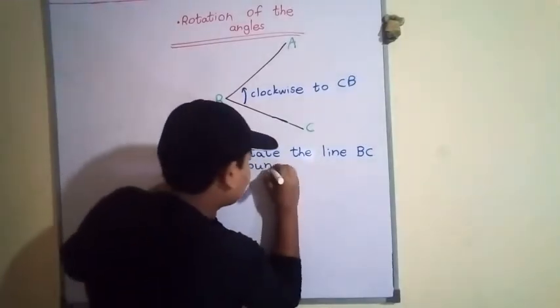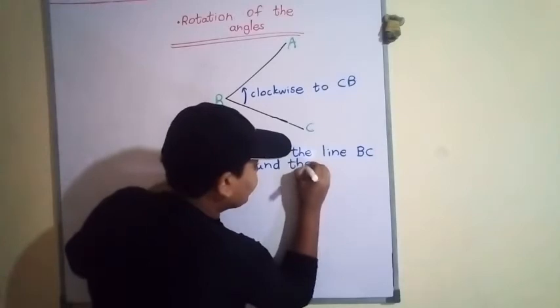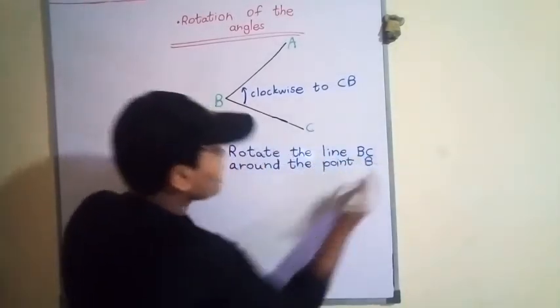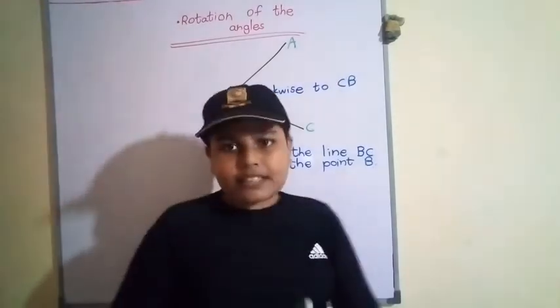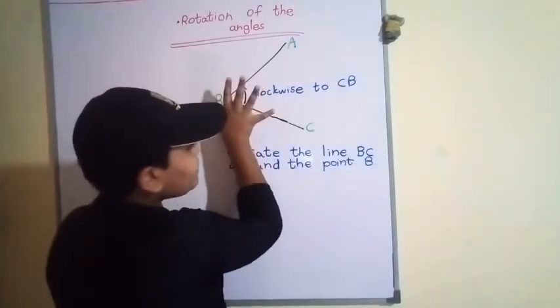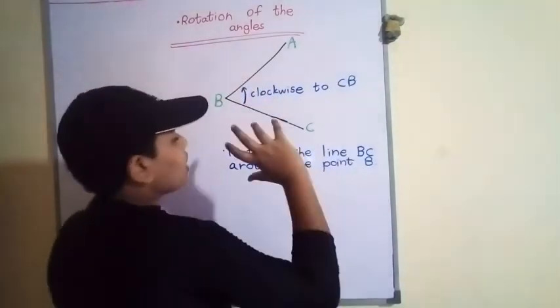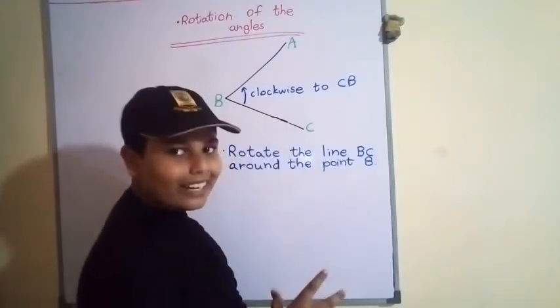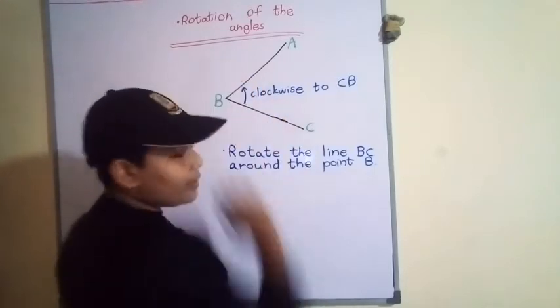around the point B. Now the rotate the line BC. Now this is the rotate line B and C. Now what is the point? You can name that as the vertex also. Now this is the point B.